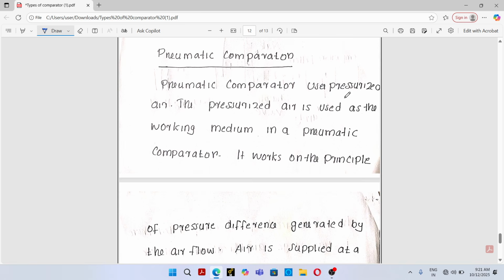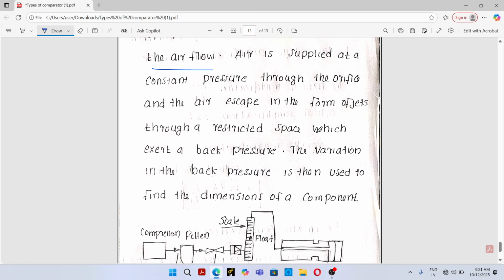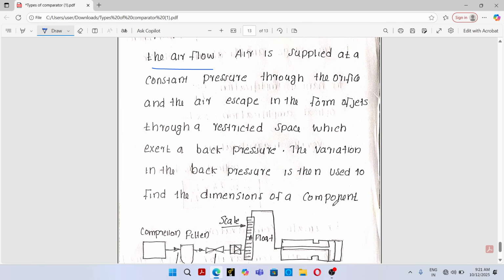Pneumatic comparators use pressurized air as the working medium. It works on the principle of pressure difference generated by the airflow. Air is supplied at a constant pressure through an orifice and the air escapes in the form of a jet through a restricted space, which exerts a back pressure. The variation in the back pressure is then used to find the dimension of a component.